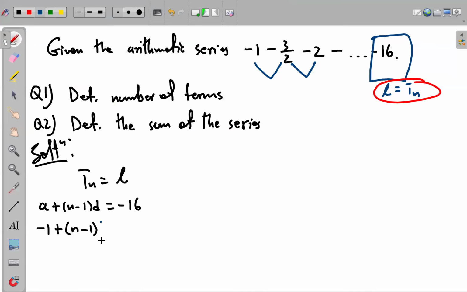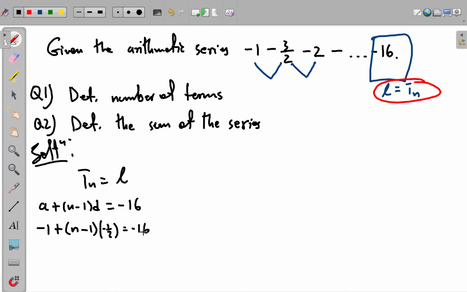Okay, so we have established that the constant difference is -1/2. So I will substitute that, and this is equal to -16. All we've got to do now is simplify this, and then we're done.